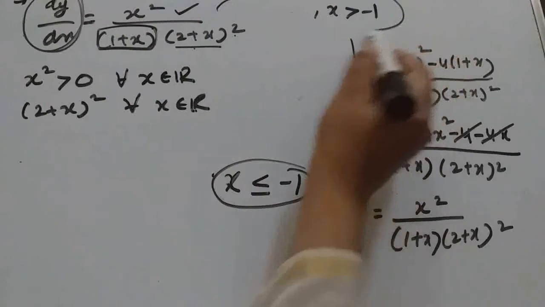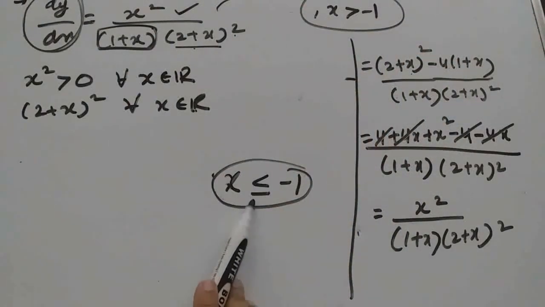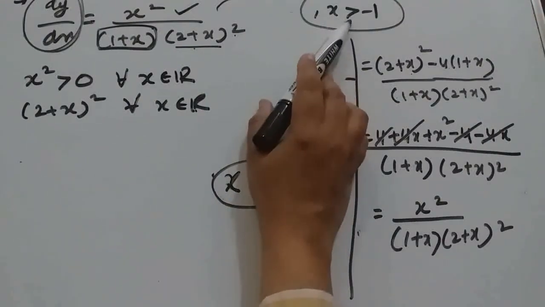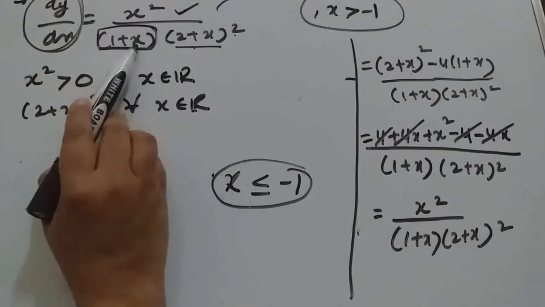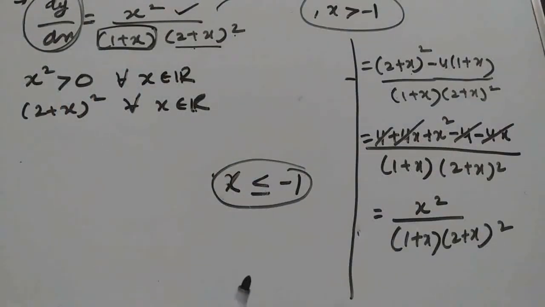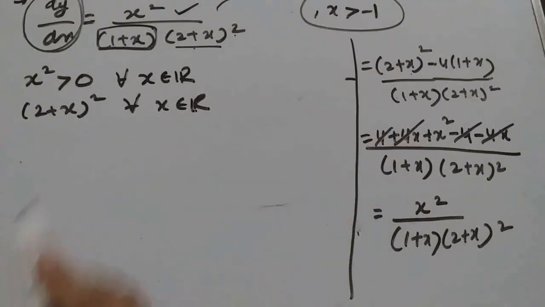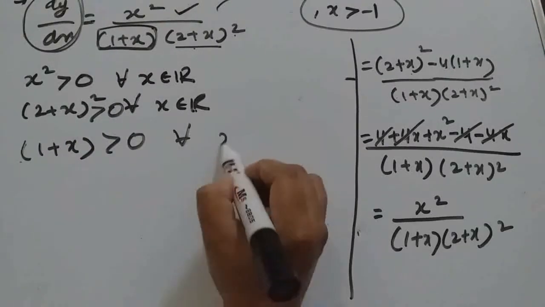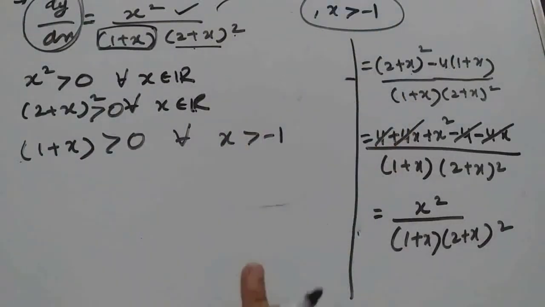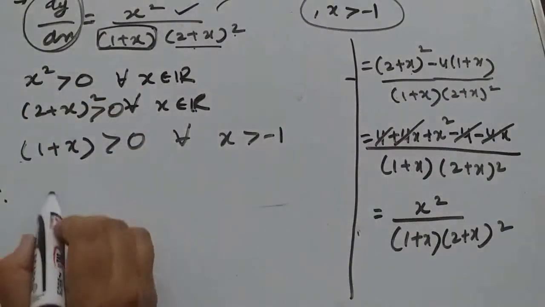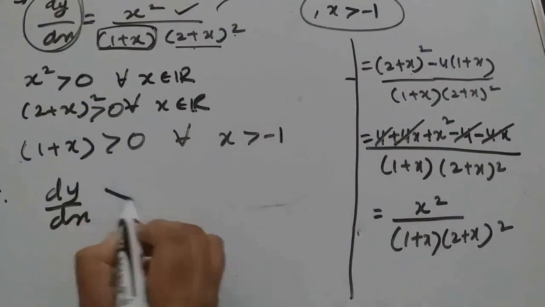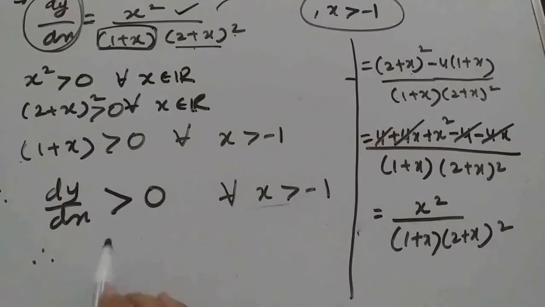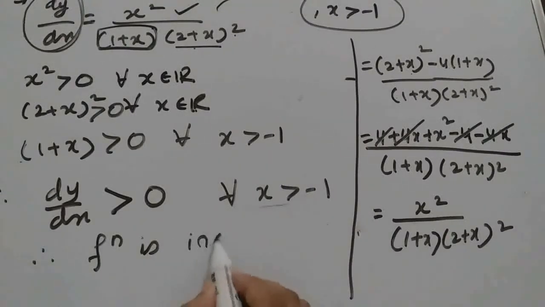But in the question it is given that x value can't be less than or equal to minus 1. x value should always be greater than minus 1. So this is given already. That means x cannot take value less than or equal to minus 1. So we will write here 1 + x is also positive for all x greater than minus 1. This is given in the question. So we showed here dy by dx is positive for all x greater than minus 1. Therefore the function is an increasing function.